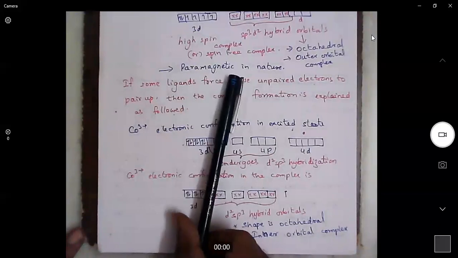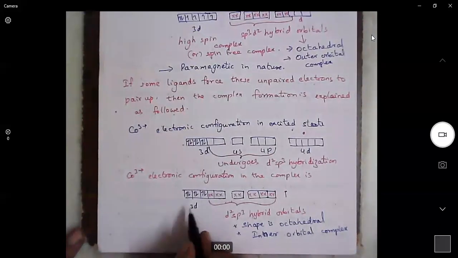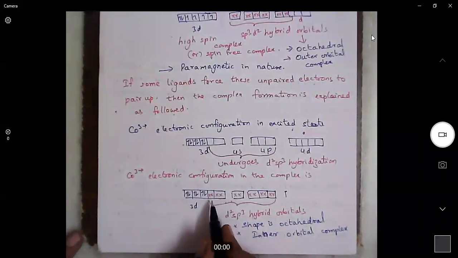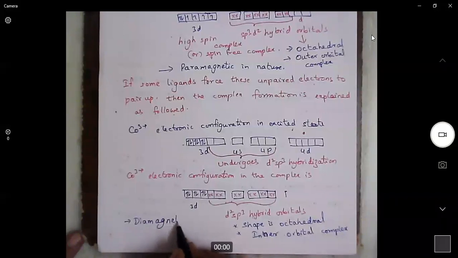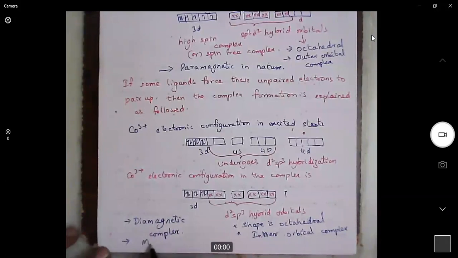That is why it is a paramagnetic material. But here we do not have any unpaired electron, not even a single electron. All the electrons are paired in this complex. So it is a diamagnetic material, diamagnetic in nature, or a diamagnetic complex. We need to add one more point, the magnetic moment.